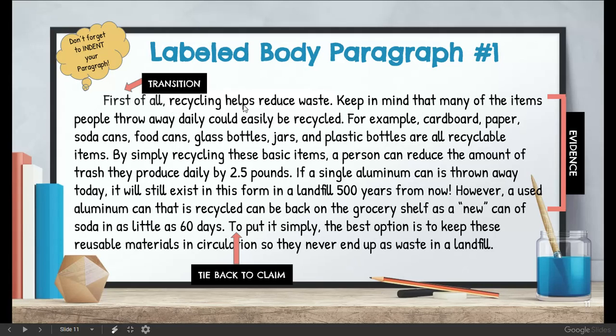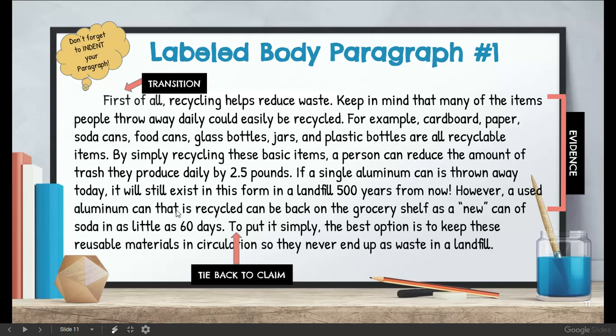First of all, recycling helps reduce waste. This is my topic sentence. Keep in mind that many of the items people throw away daily could easily be recycled. For example, they list all these examples. By simply recycling these basic items, a person can reduce the amount of trash they produce daily by 2.5 pounds. Evidence. If a single aluminum can is thrown away today, it still exists in the landfill 500 years from now.